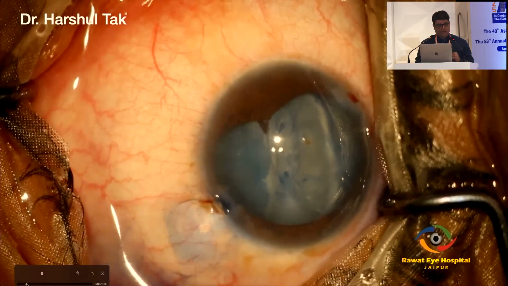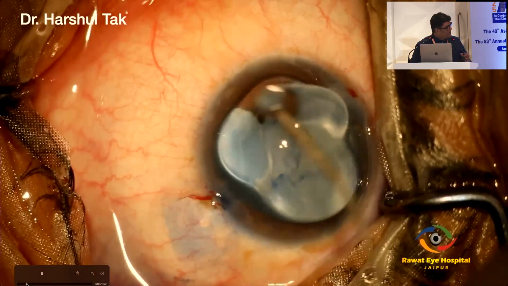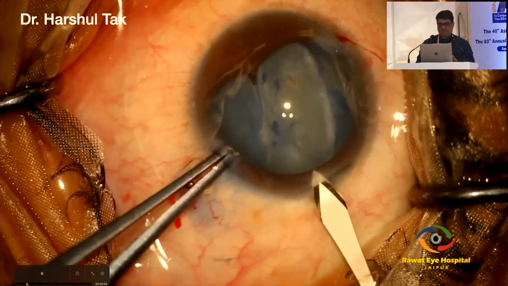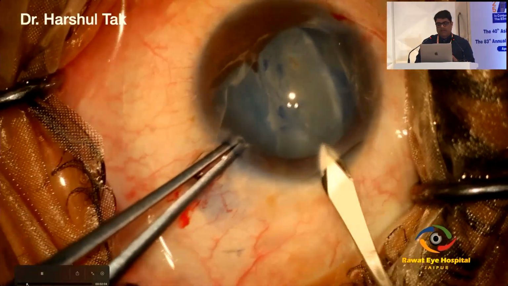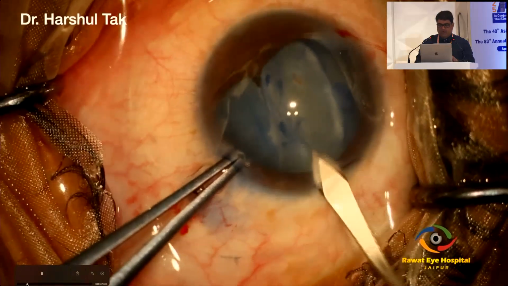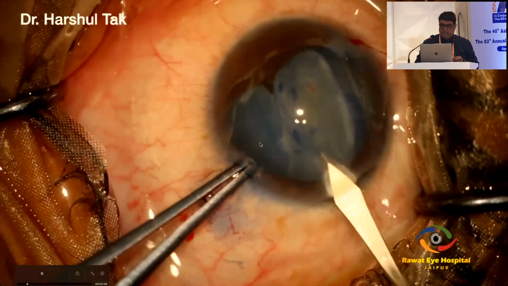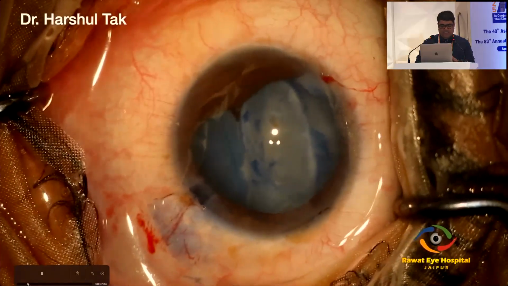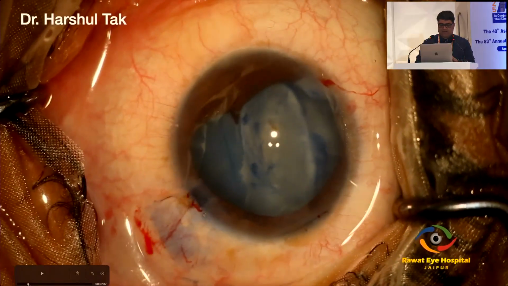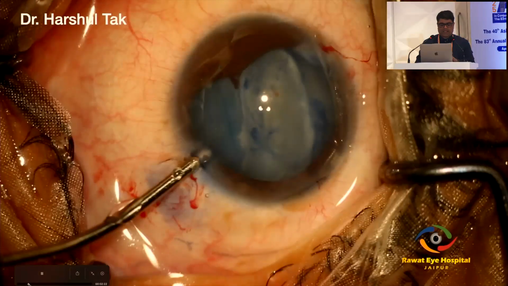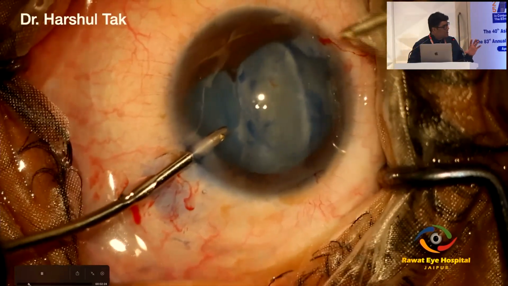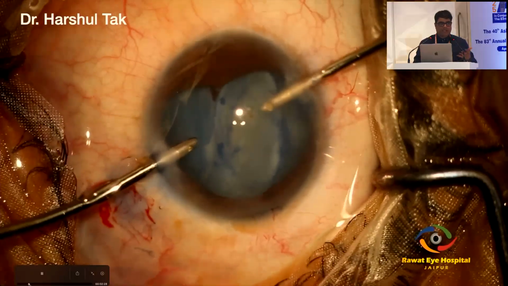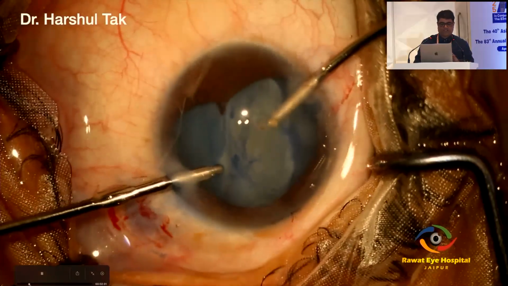But remember, don't put too much trypan blue, because if there is a zonular dialysis, it may percolate behind and cause issues with visibility. Here I'm making the main port incision, and I can see that my anterior capsule is torn like this. You have a split there in the anterior capsule. Another principle to remember is to always try to maintain a closed chamber, because fluctuation of the anterior chamber may cause vitreous disturbance.